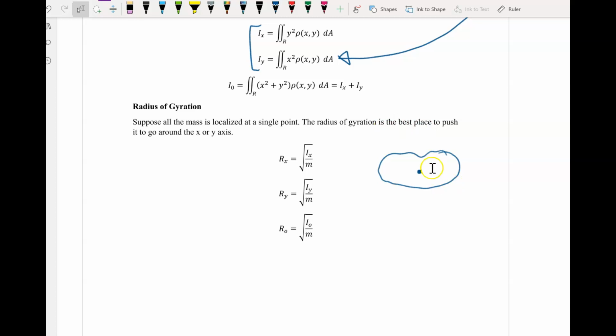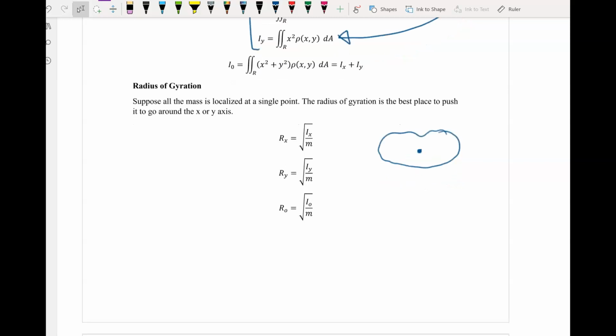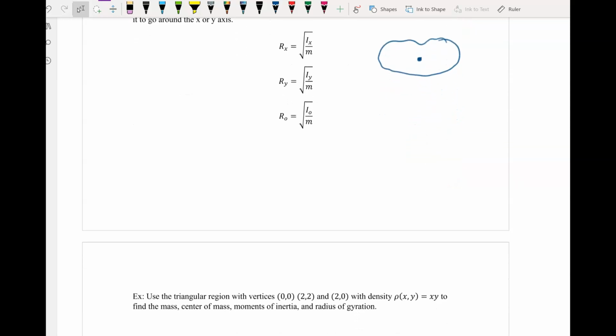So the radius of gyration is basically that: the best place to push it to go around the x or the y axis, or even the origin. All you have to do is find the inertias and take the square root of the inertia divided by the mass. The formulas are pretty complicated, and we'll do an example right now.